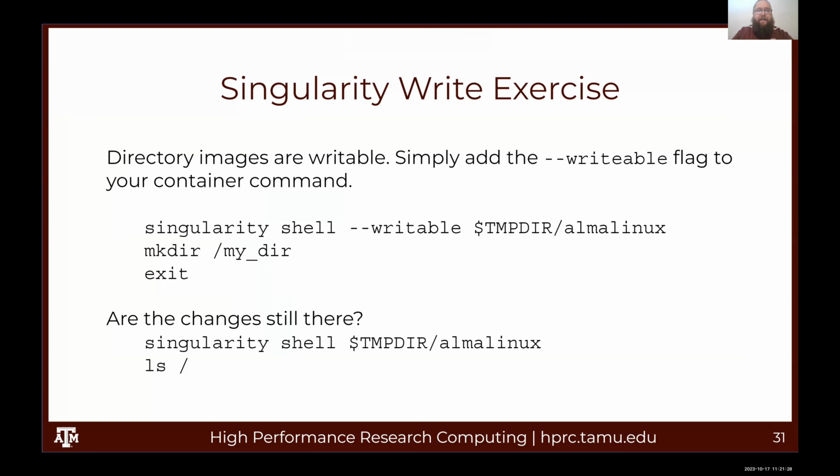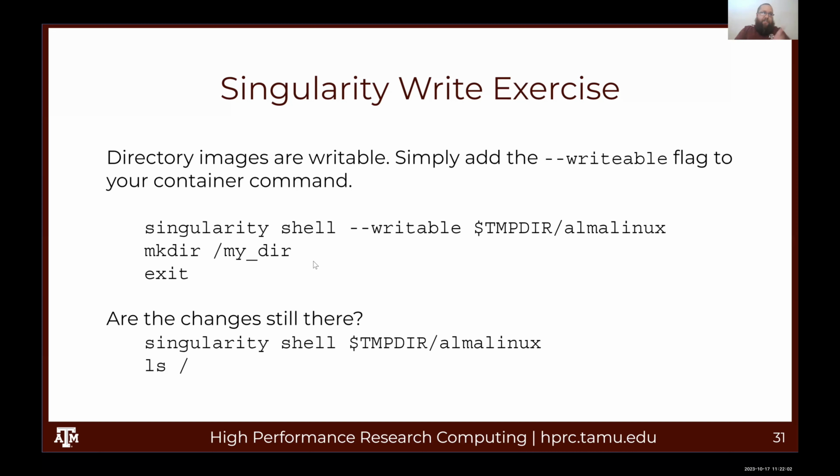So let's do that. You simply add the writable flag to any container command. So far, the only container command we know is Singularity shell, launching a shell from an image, and then we can play with it. So we add the writable flag to let Singularity know we would like our container process to have permission to edit the image that it's running out of. So Singularity shell --writable, and then the path to that directory image. And then let's edit it.